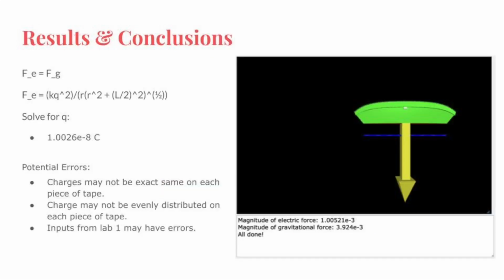Some results and conclusions of this lab are that, as we know, electric force and gravitational force cancel out when the tape is not moving. The formula for the electric force is shown here, which has allowed me to calculate the charge of each piece of tape, which is Q. Potential errors present in this lab are that the charges may not be the exact same on each piece of tape, the charge may not be evenly distributed between each piece of tape, as well as the data from Lab 1 has to be exact for this lab to be exact, which it may not be.